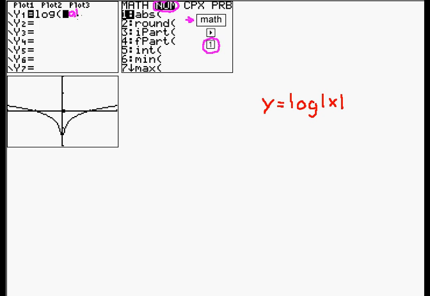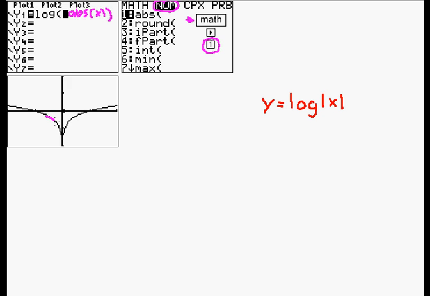You'll hit ABS, and the ABS will show up over here, and then you'll have parentheses, and you'll put your x in there, close the parentheses, and then close the parentheses again for the whole function. Set your window up, hit graph, and you should come up with the graph that's shown here. Hopefully that makes sense to you.